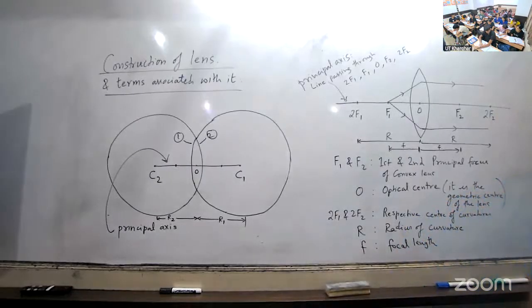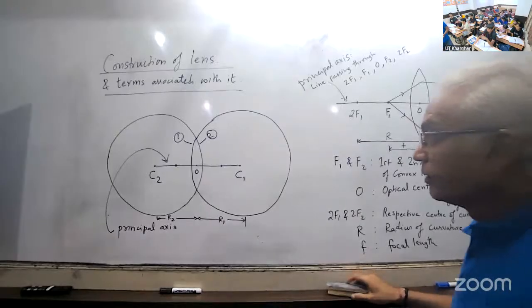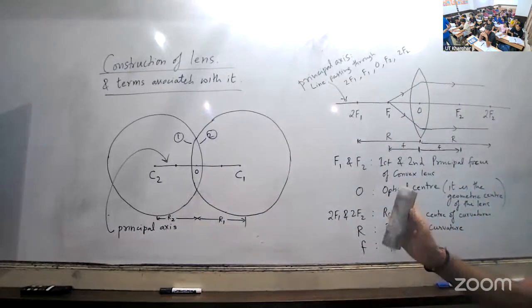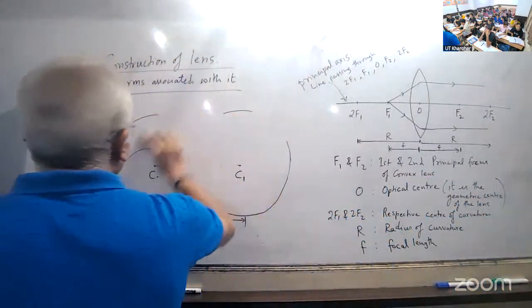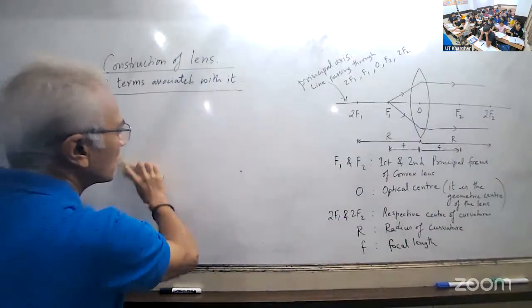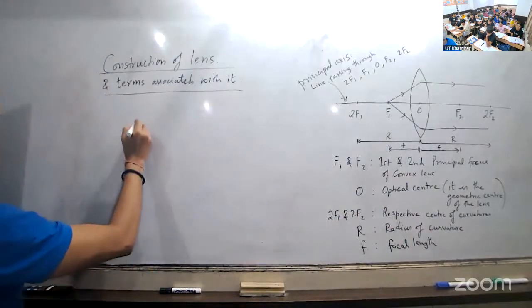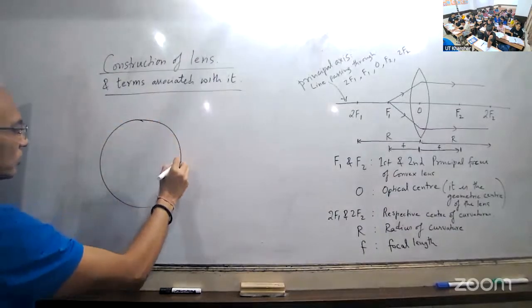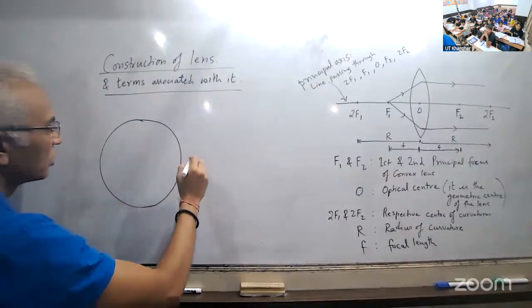Okay, shall we go further? Raise your hands. Okay, we can go further. Whatever we learned for the convex lens, we do the same thing for the concave. So what will it be for the concave lens? Again, it will be constructed out of two solid spheres.